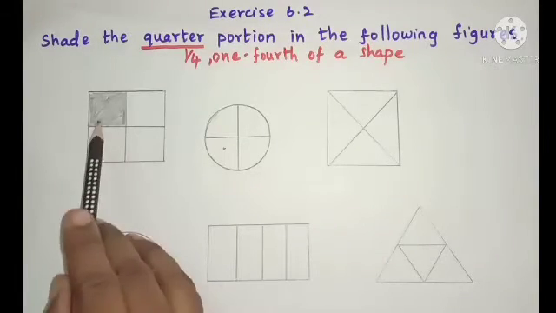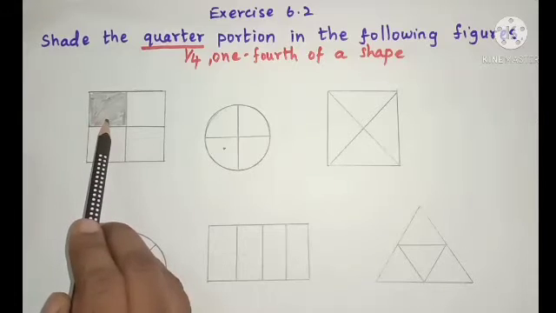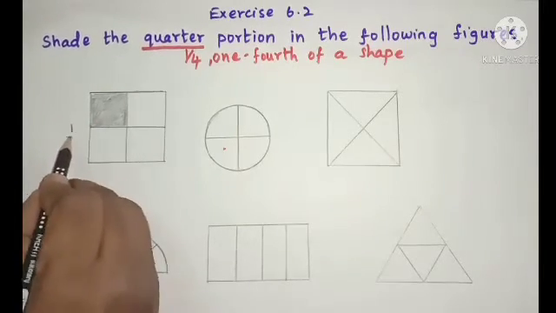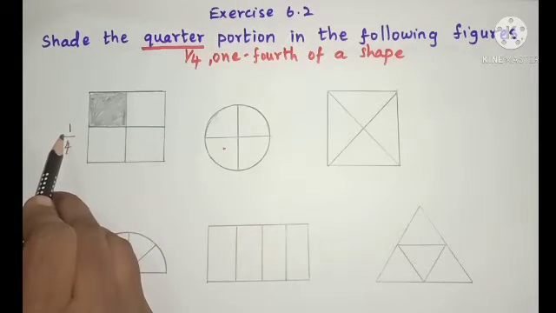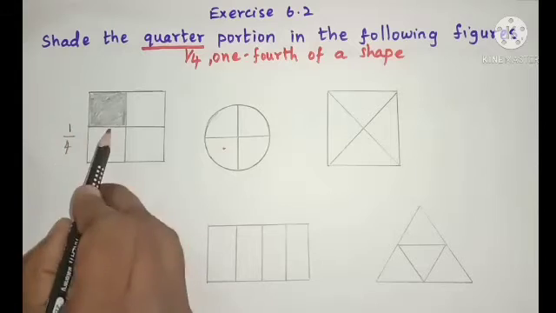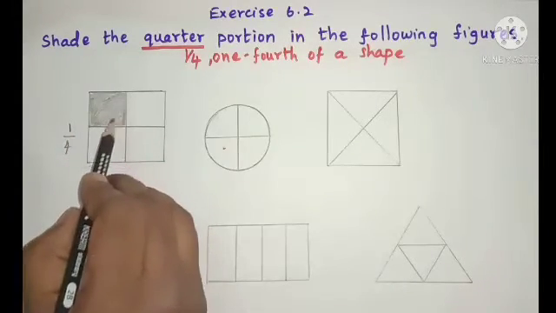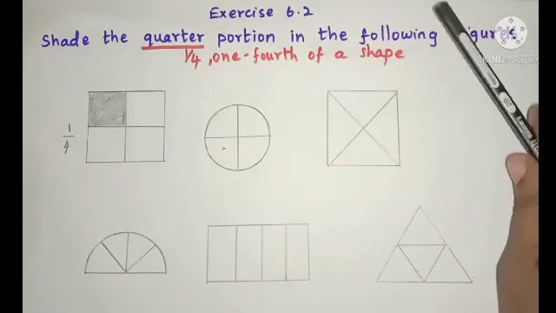Then the square is divided into 4 equal parts, and the shaded portion of the square here is 1/4. That is, the fraction of the shaded portion is 1/4. So from 4 equal parts, I have shaded only one. It means the quarter portion of a complete figure.